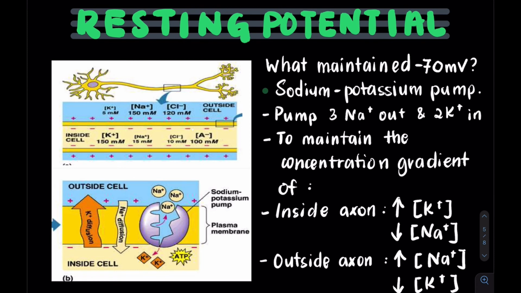And as you can see in the diagram, from both diffusion and the pump, more positive ions will move out of the axon and fewer positive ions will move into the axon, and this helps to maintain resting potential.